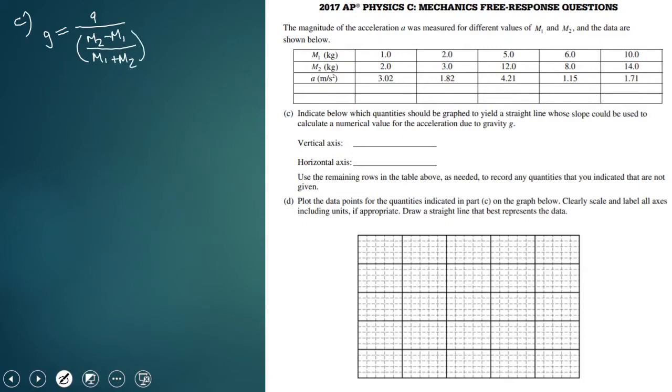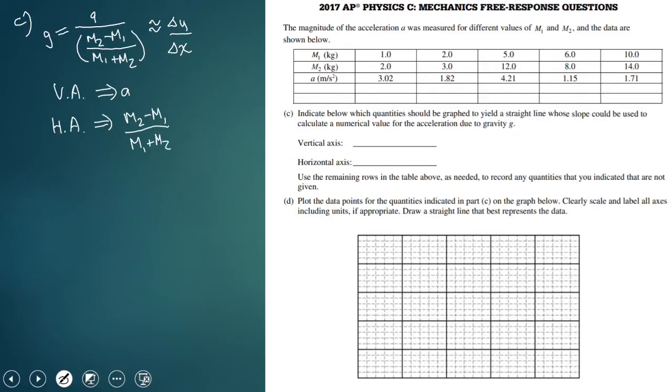And so because we want a straight line with the slope approximately equal to g, we want to relate this to delta y over delta x. And so on our vertical axis, where we're plotting our delta y, or our y values, we just write the analog acceleration. And for our horizontal axis, we want to plot our delta x, and so the denominator of this fraction for g is going to be the quantity m2 minus m1 over m1 plus m2.